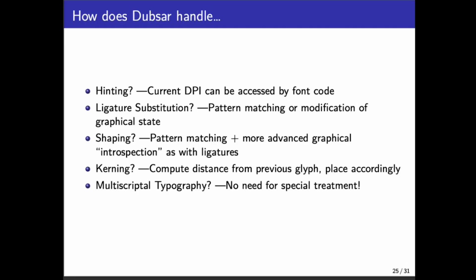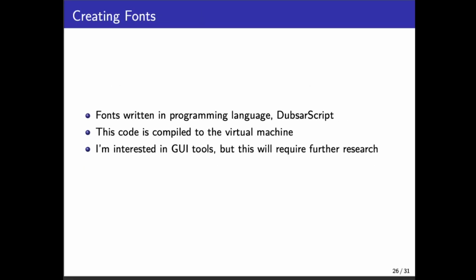So you type an F, then the code for the I glyph could look backwards and say, oh, did you just type an F? Okay, we'll replace those two, replace the F, and type an FI ligature. What about shaping? I've already talked about that, but it falls out of the general mechanism. Kerning is really just a special case of shaping. And multiscriptal typography, in the same way, you can measure the width of previously drawn components in the graphical state. So there's no need for special treatment.